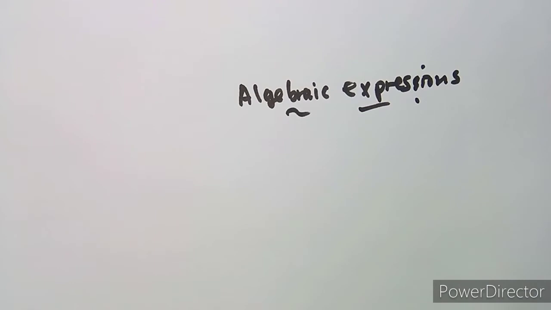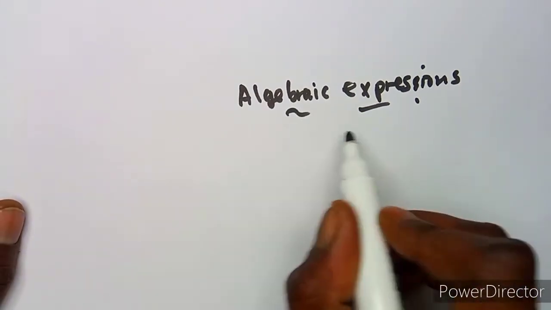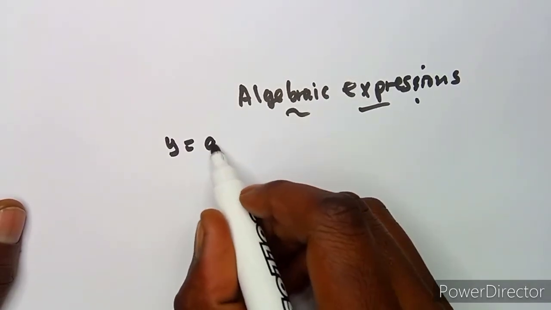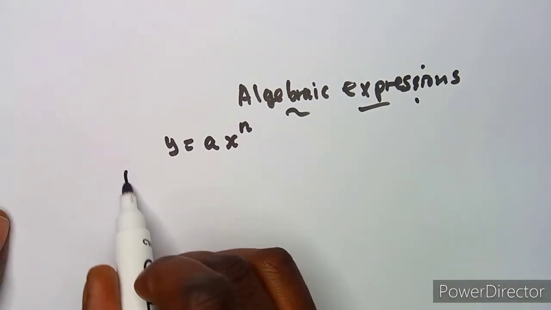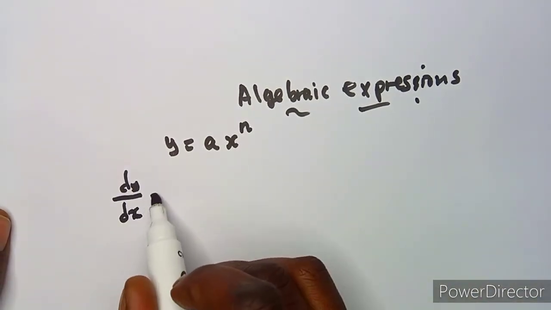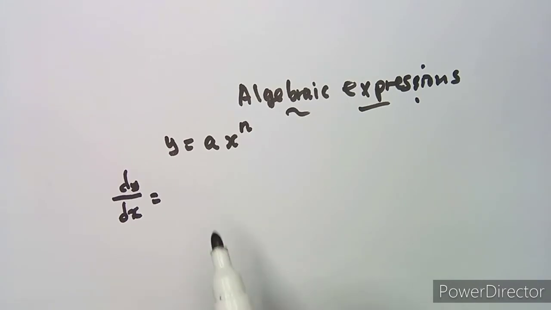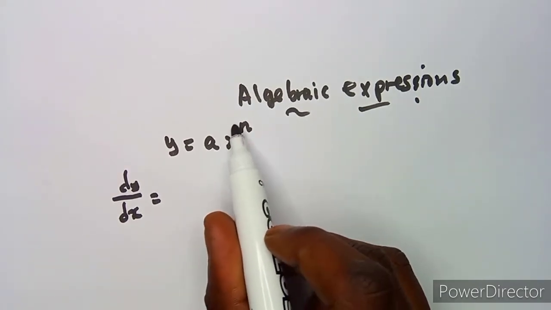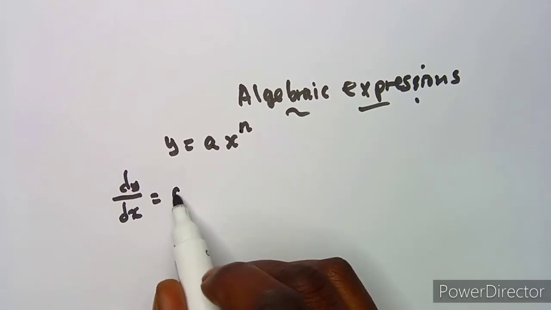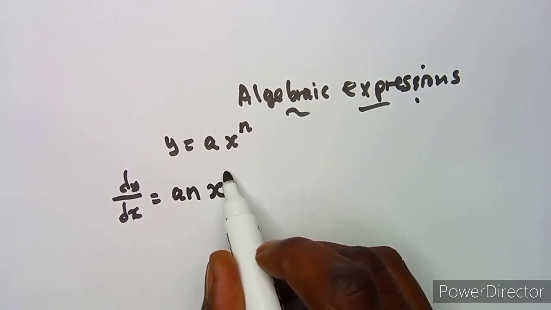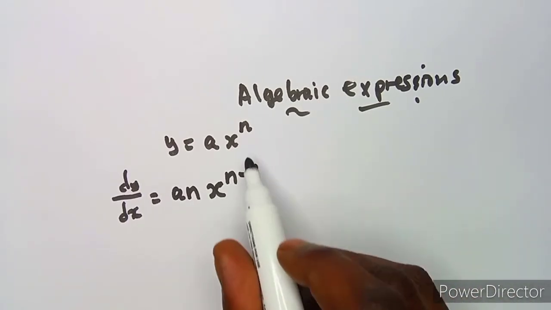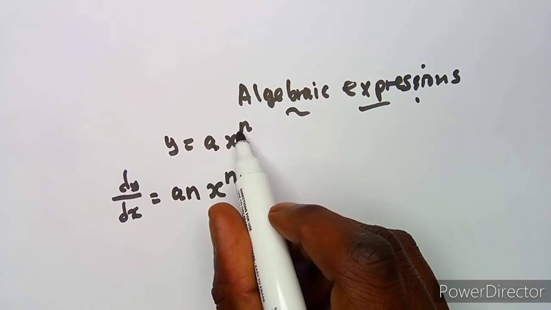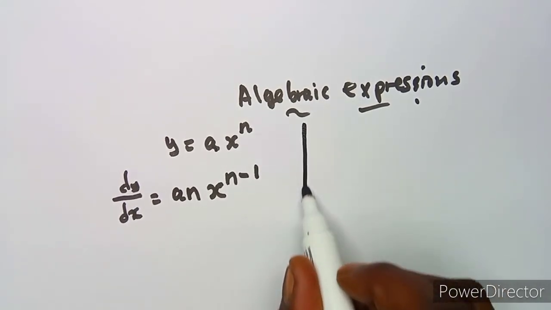So on these algebraic expressions, we have the first type, where you are given this format: y equals a x to the exponent of n. You are given a certain exponent and you want to find dy/dx in this case. So this is the formula that you're going to use. You drop the exponent and multiply it by a, so it's n a x to the exponent of n minus 1. You drop the exponent, multiply this term by the exponent, then you subtract 1.